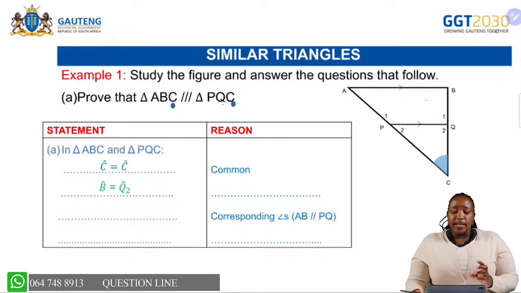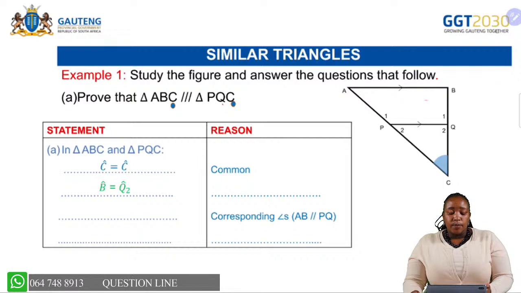So you had a diagram that you were supposed to extract information from, and you fill in your statement and reason to prove that two triangles are similar. Okay, now you had to find another relationship between angle B and angle Q2. So angle B is in the bigger triangle and angle Q2 is in the smaller triangle. What relationship do they have?